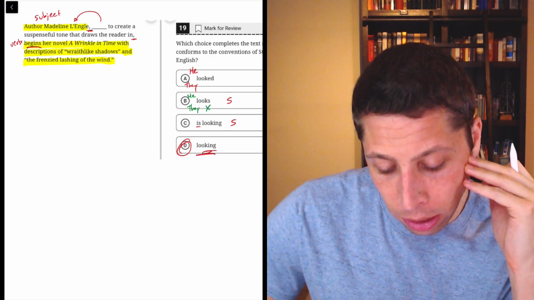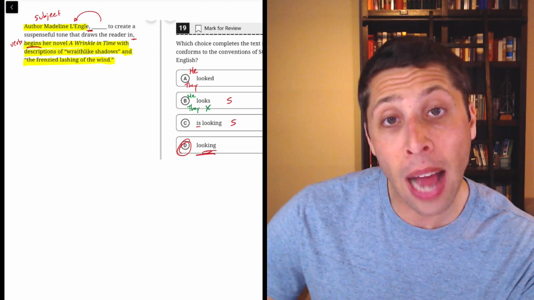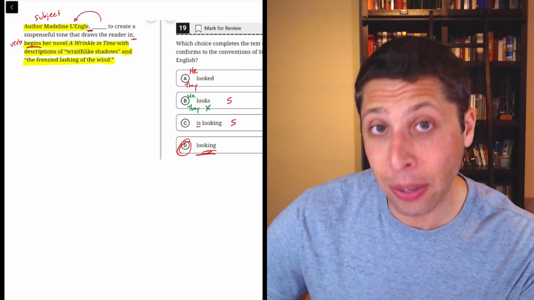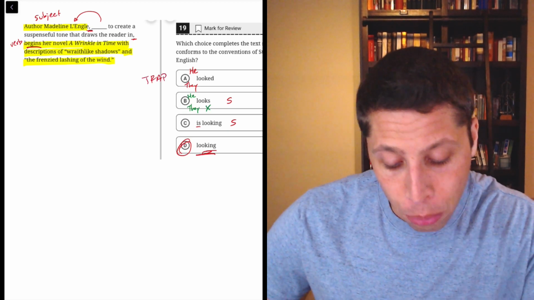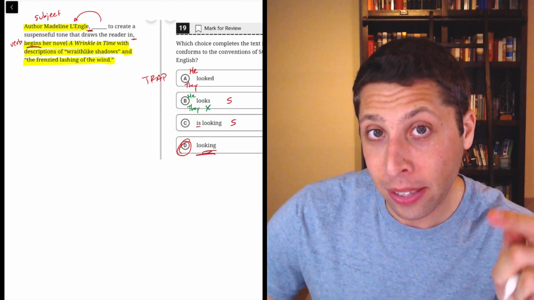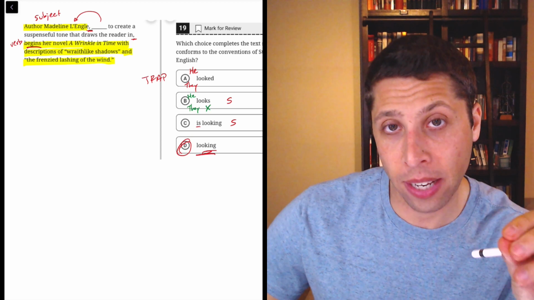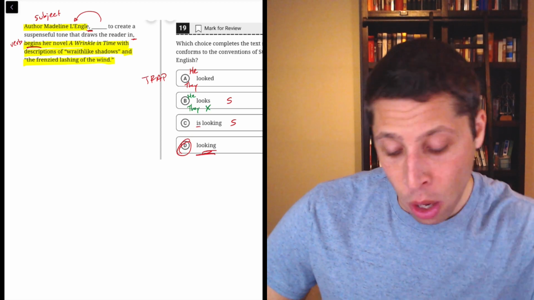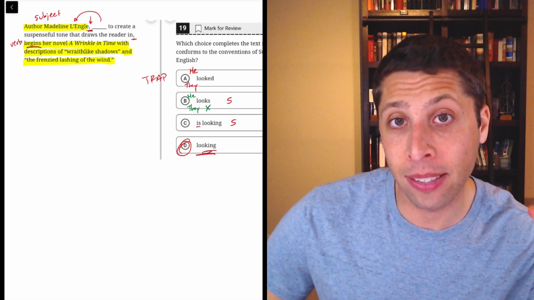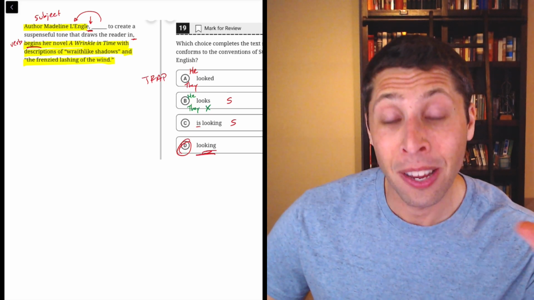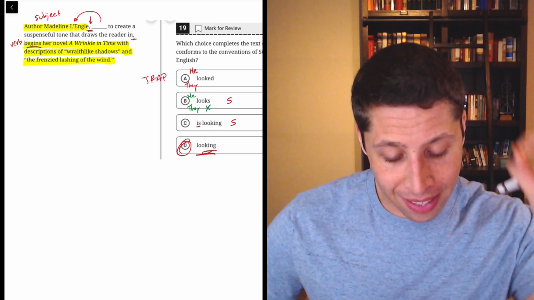Author Madeleine L'Engle looked to create a suspenseful tone that draws the reader in. If we stop there and ignore the fact that there's now a comma with some extra stuff, we might think that sounds good. The problem is we need the part that's after the comma, the other piece in yellow, to understand the actual structure of this sentence. So if we plug choice A in, we are ignoring the comma after her name and pretending it doesn't exist. And then we're creating a new sentence where the subject is still the author's name, but now the main verb of that sentence is "looked."